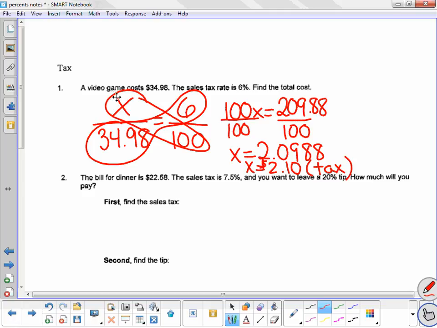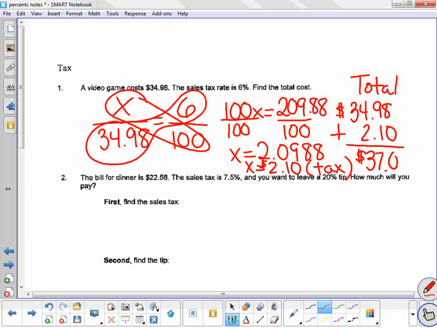It doesn't just say find the tax, it says find the total cost. So to answer this question fully, the total is $34.98 plus the tax equals a grand total of $37.08. So that would be your final answer.